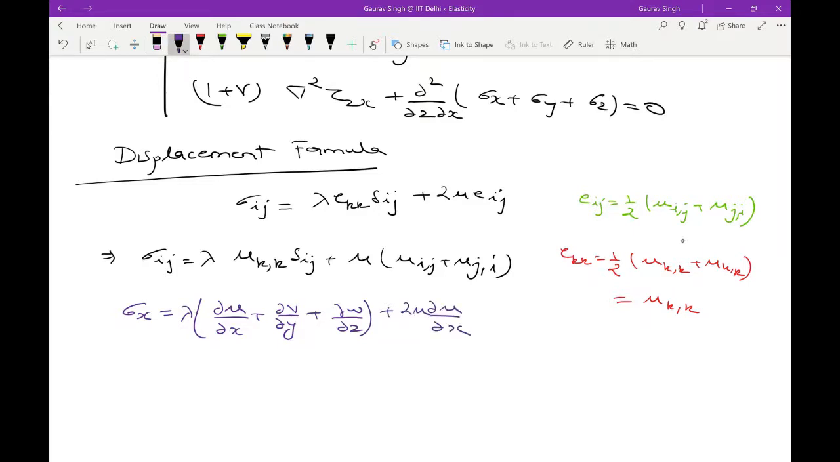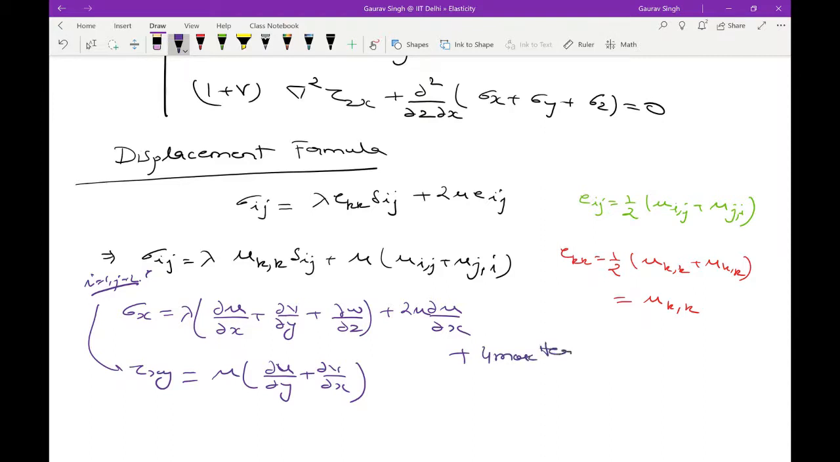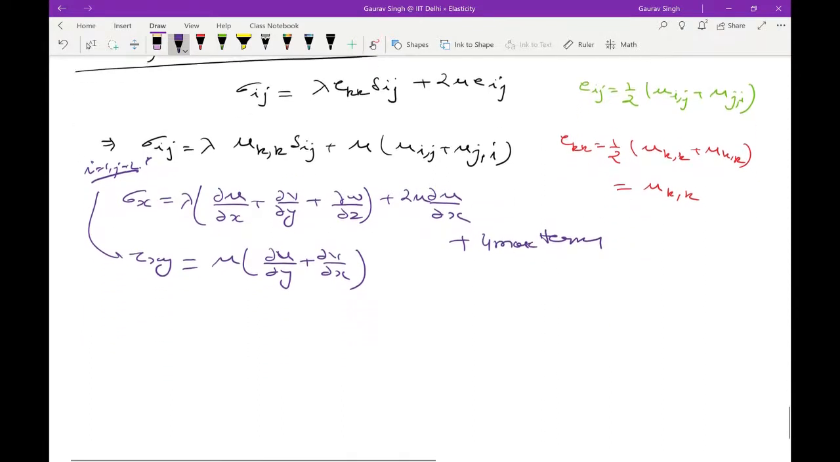Let me write a shear term as well, tau xy. For this, you put i equal to 1, j equal to 2 in this one. Okay, then we would get tau xy equal to mu of dou u by dou y plus dou v by dou x. And similarly 4 more terms. Not writing them, but it's easy to see.